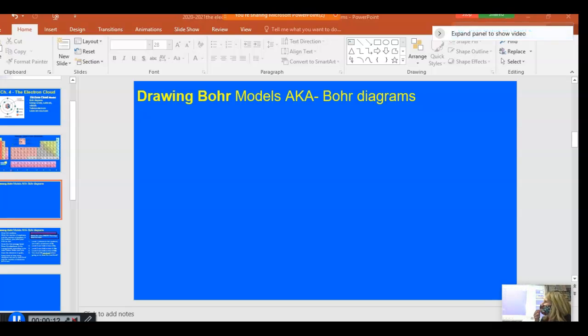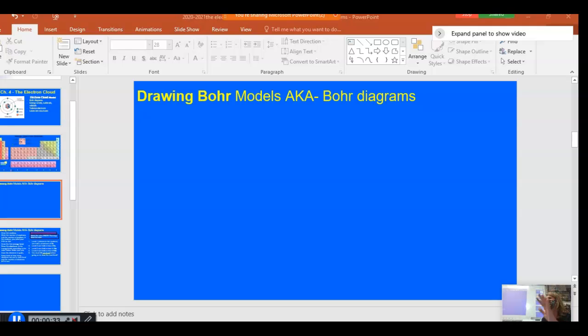Awesome. Very good. Okay, so I want to talk to you guys about the Bohr model of the atom, and we're going to look at drawing Bohr models of the atom. These are very, very helpful in certain instances in chemistry and in physical science.